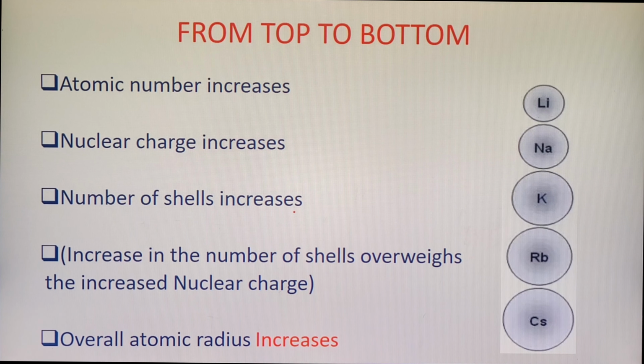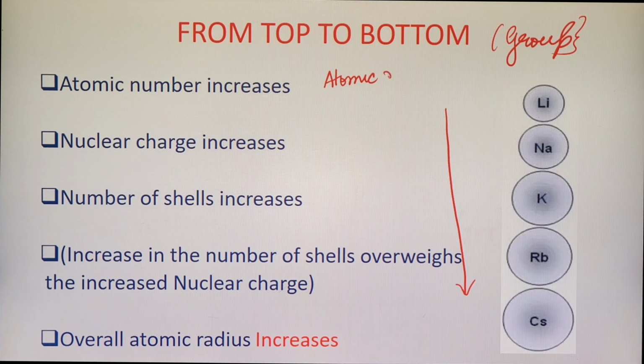Okay, now let's go from top to bottom. What is this top to bottom called, children? We call it a group. Yes or no? When we go from top to bottom, we either say from top to the bottom part, or we use the word group. What are the two factors, children, that are affecting atomic radius? The first one is the number of shells. Okay, this was the first factor.